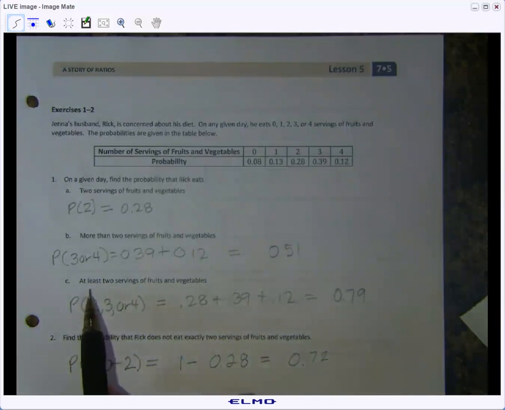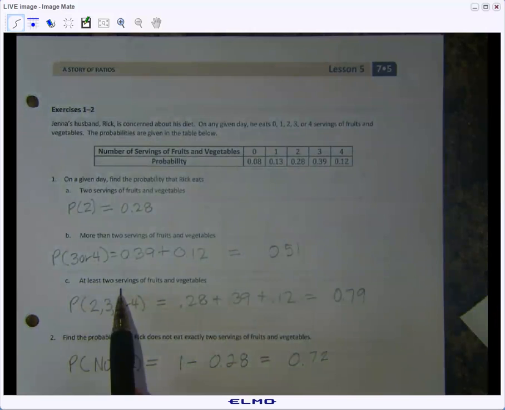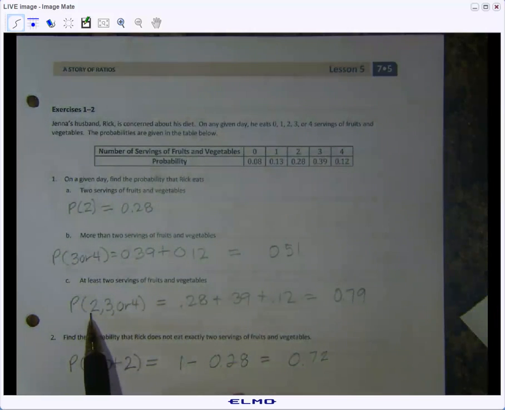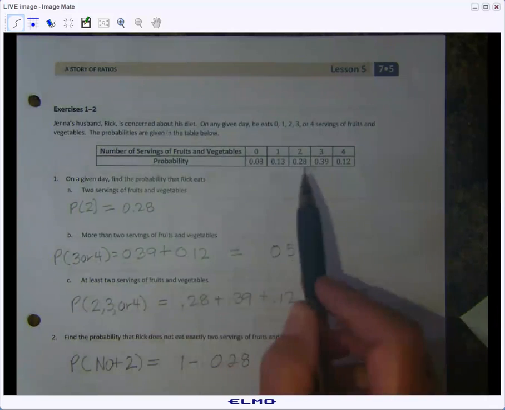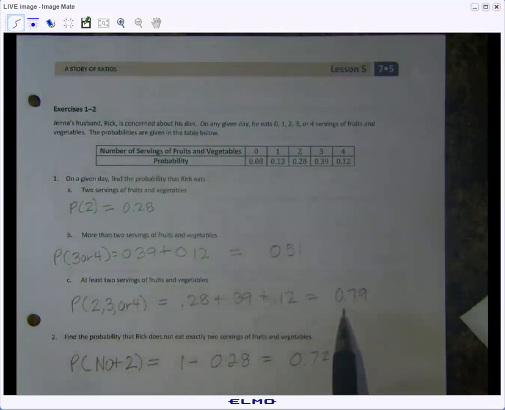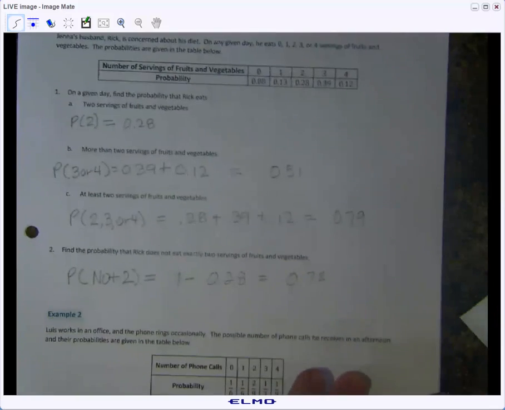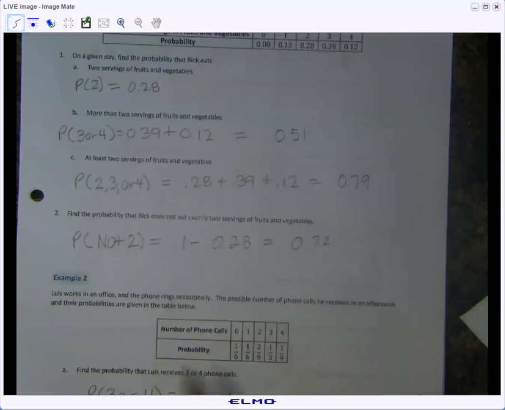Probability of at least 2. Now this changes it, because if he eats 2, that's at least 2. If he eats 3, that's at least 2, or 4. So there's 3 events that we have to add together, 2, 3, and 4, to get the probability that he eats at least 2.